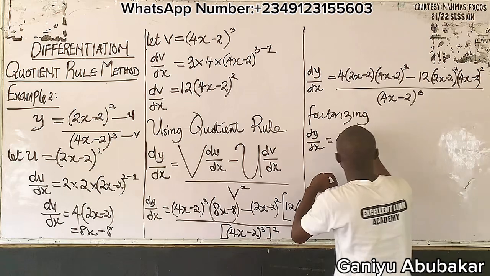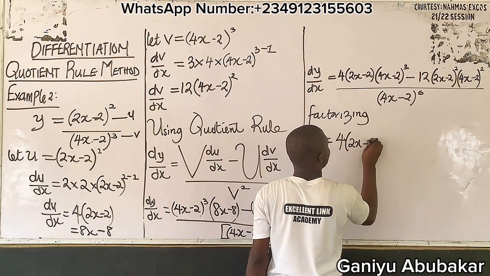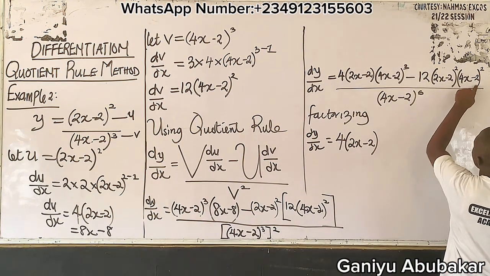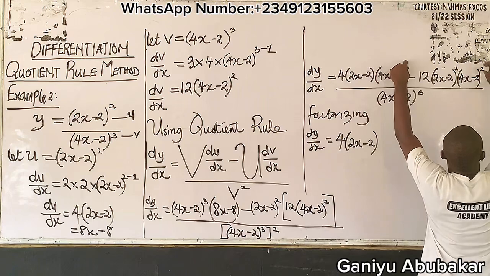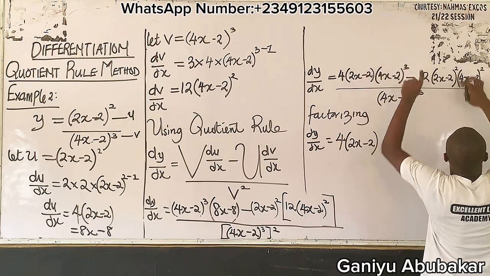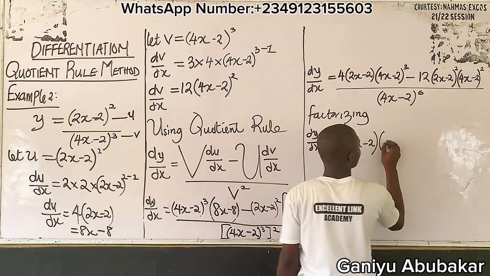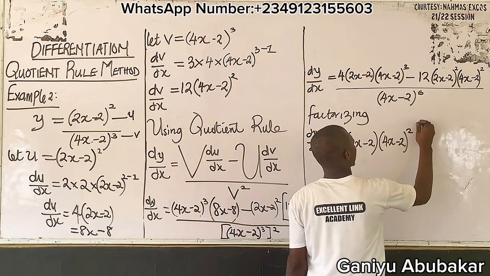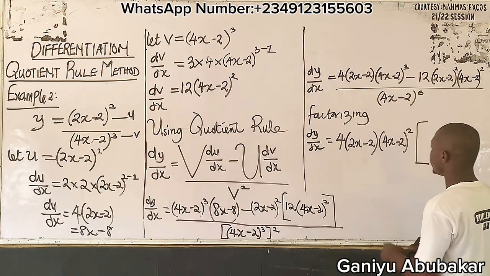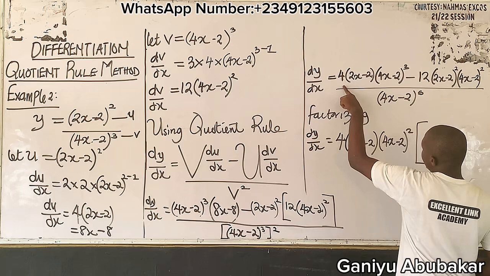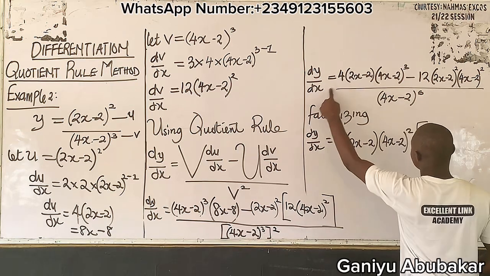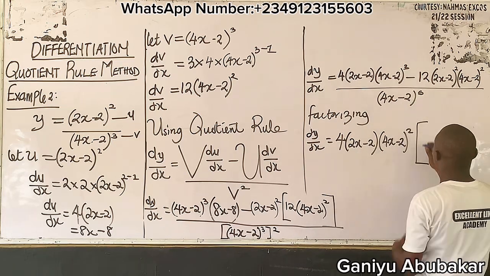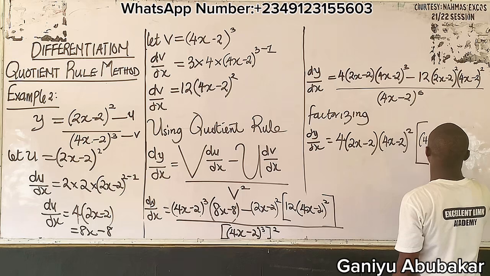Bring out this, so into (2x - 2). Also, (4x - 2) is common. This is cube, this is square. Which one is smaller? This one is smaller. Bring out the smaller one, into (4x - 2)². So open the bracket this way. Ask yourself, 4 will cancel 4. This will cancel this. Also, this one will cancel this, but I'll have one of this one left. So I'll have (4x - 2) left.